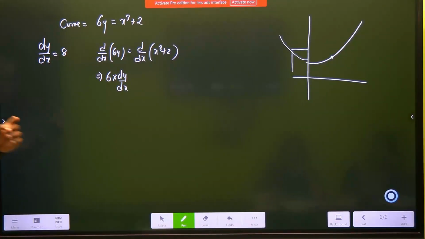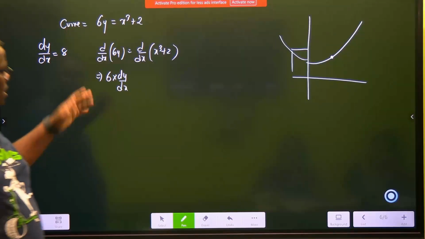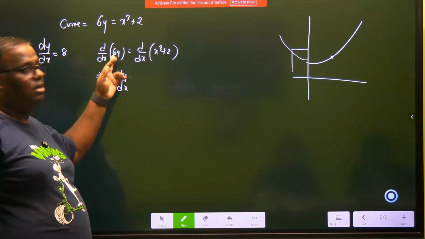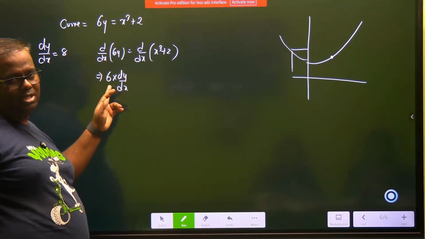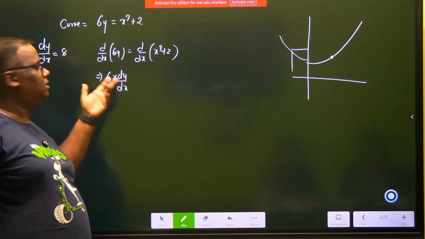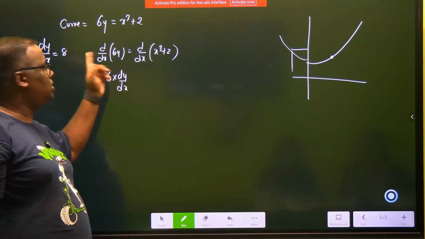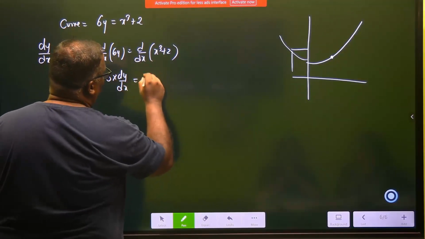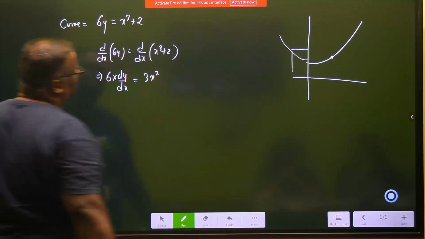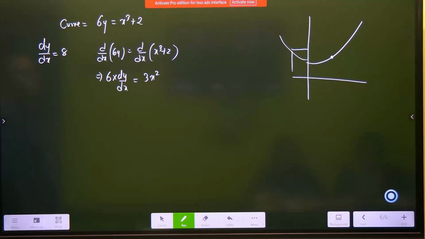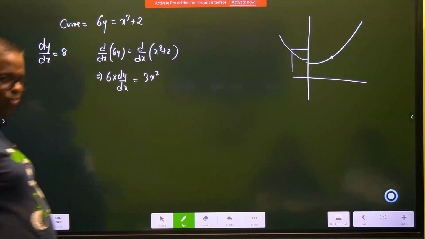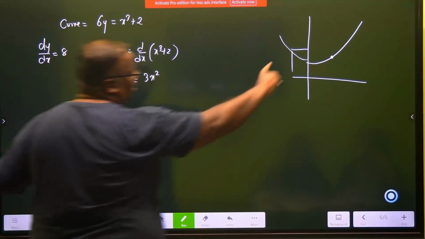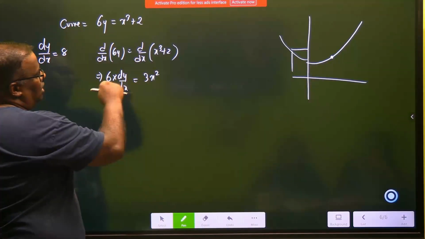No, here also you'll get the answer. Don't worry. So this is 6 into dy/dx, because 6 is constant. Now differentiate this. Now this is the right way to do actually. 3x square. Is this correct? Don't worry, you'll get it. But this is the right way to do actually. dy/dx is 8. dy/dx is 8. So have you got this?